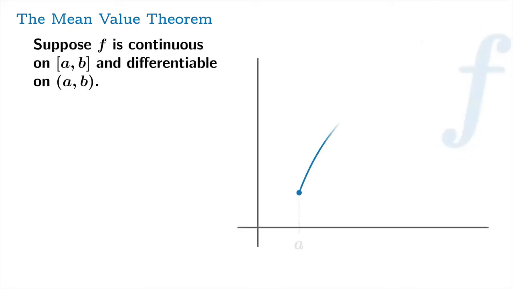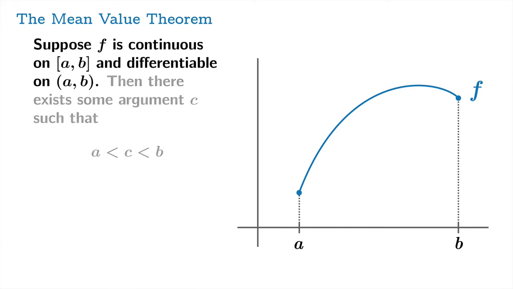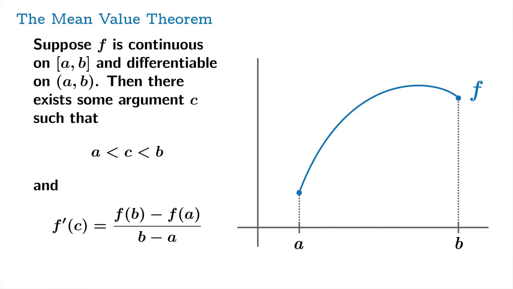Suppose f is continuous on the closed interval from a to b and differentiable on the open interval from a to b. So you might have a graph that looks something like this. Then, according to the mean value theorem, there exists some argument c strictly between a and b, and the value of the derivative at that argument is equal to the average rate of change of f over the whole interval. So graphically, this is really appealing because you could draw a segment whose slope is precisely the average rate of change of f on the interval from a to b.